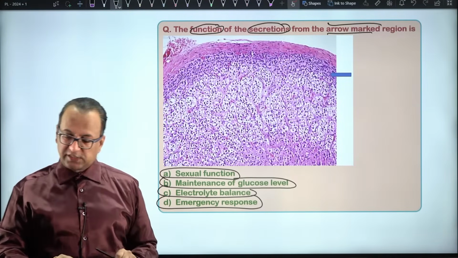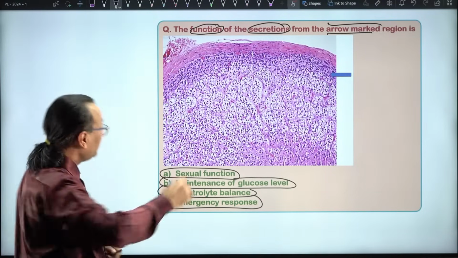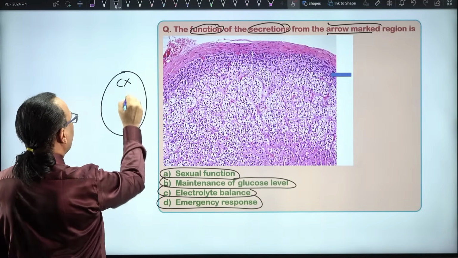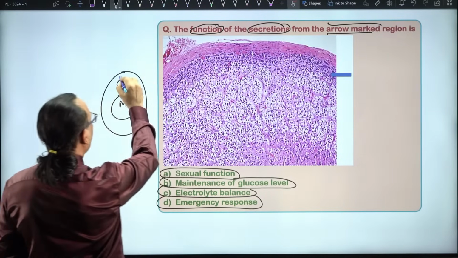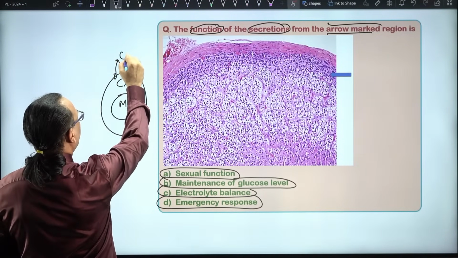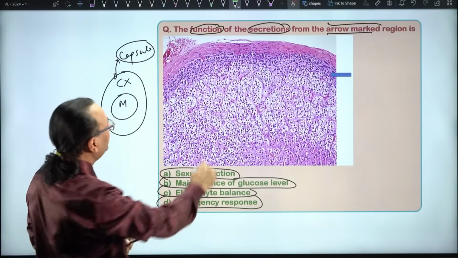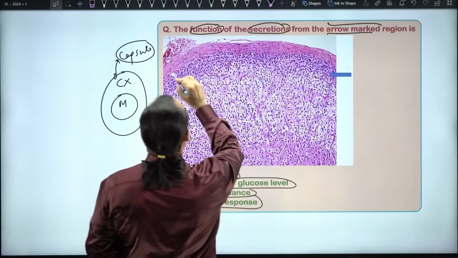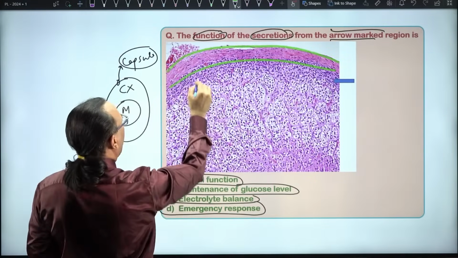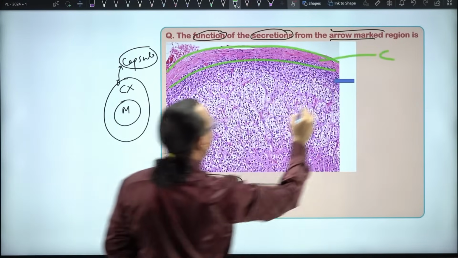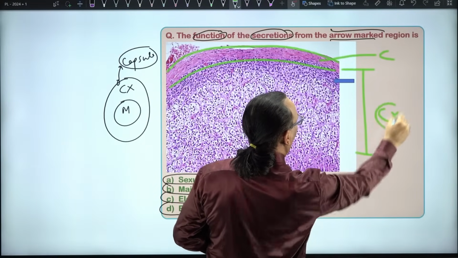Now, if it is the histology section of the adrenal gland, then in the adrenal gland, we have the outer cortex and inner medulla. And in this diagram, we'll find that outside the adrenal gland will be the capsule. So where is this capsule in this diagram? If we locate the capsule, we'll find this is the capsule here, which is some collagen fibers. And then below that capsule, you can see this region is the cortex region.